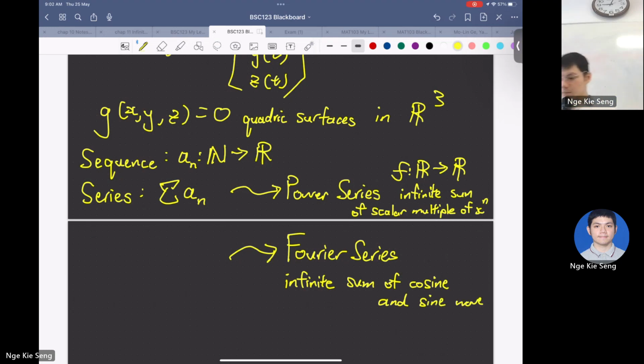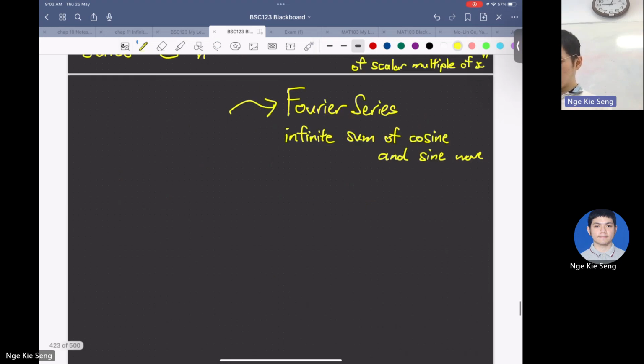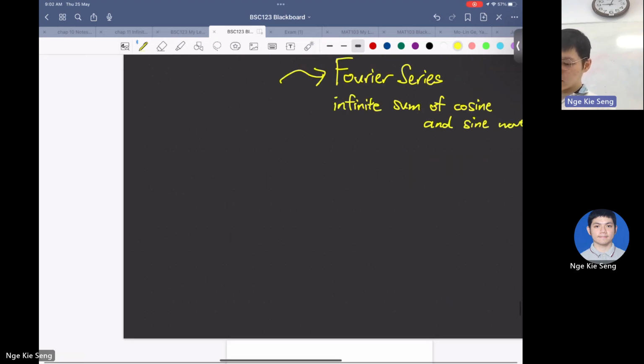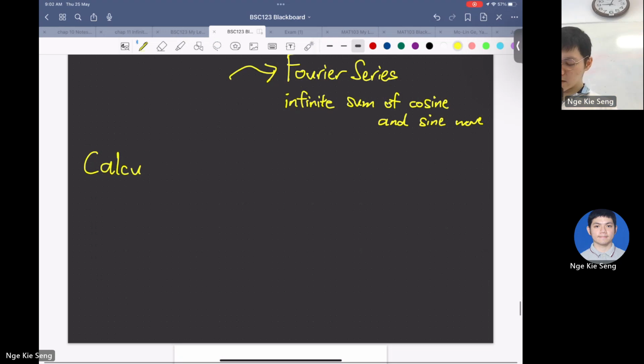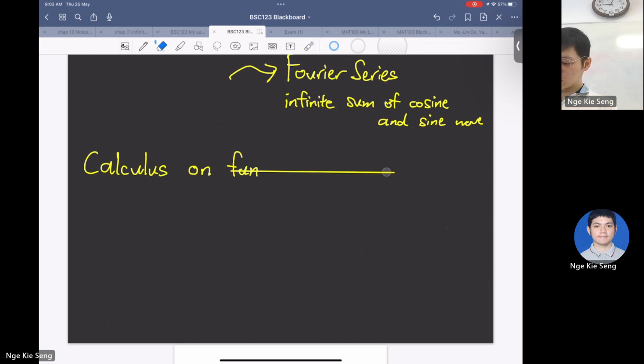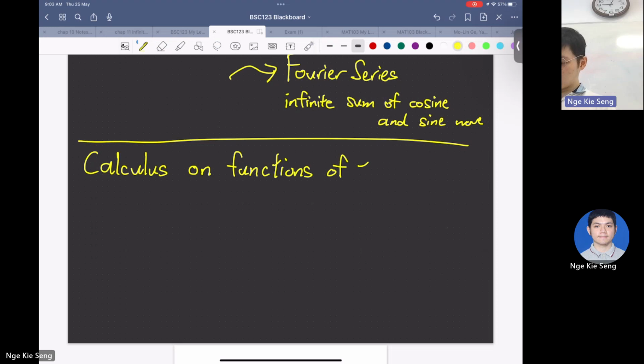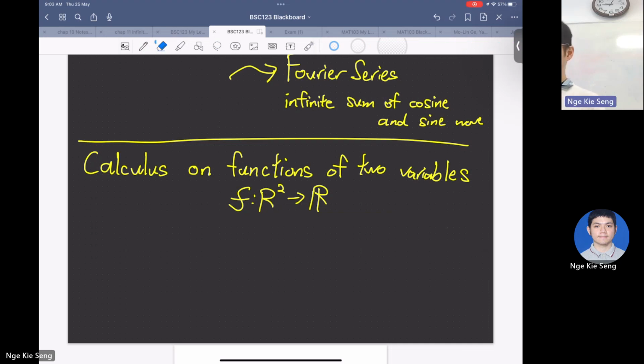Okay, so now we want to do calculus on functions of two variables. So what does a function of two variables mean? I have a function from R2 to R.